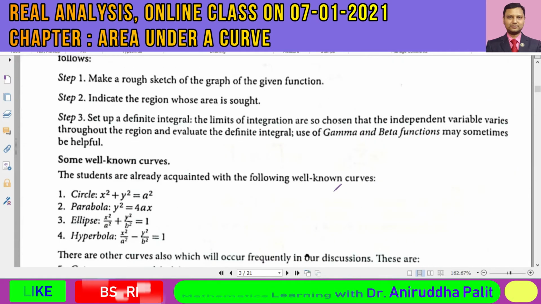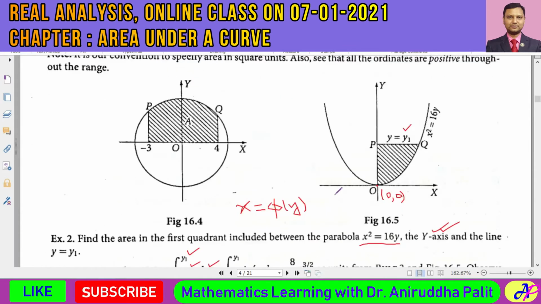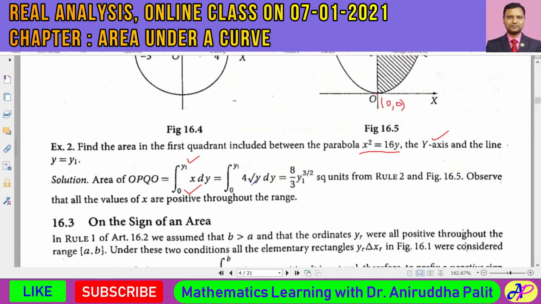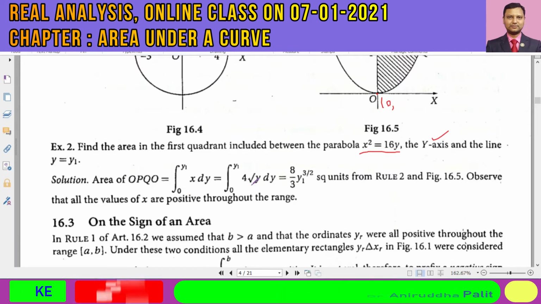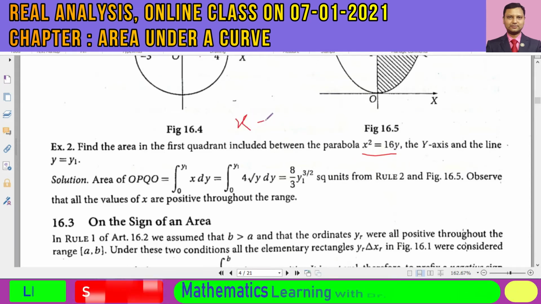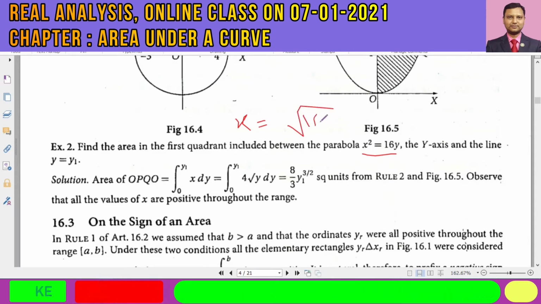So what you need to do in this example, over here you will have to find out the expression of x. You will have to find out the expression of x. Now what is the expression of x over here? You see, the expression of x from this expression, x square is equal to 16y. Generally x can be written as plus or minus root over of 16y, isn't it?